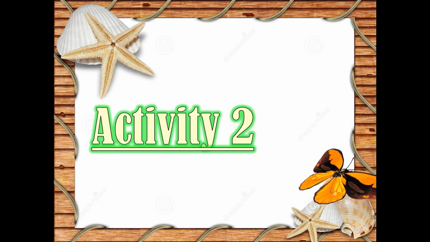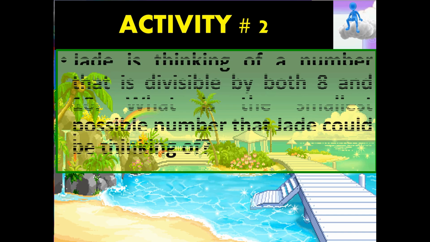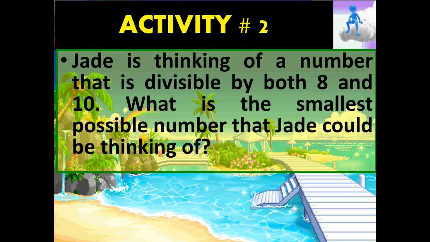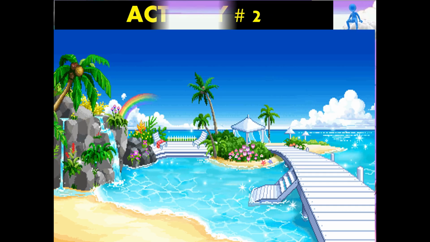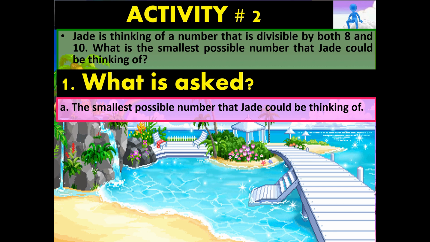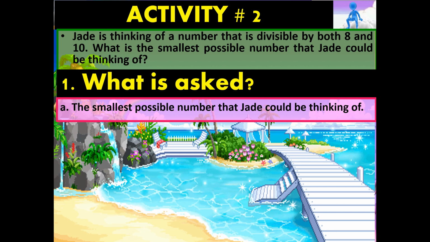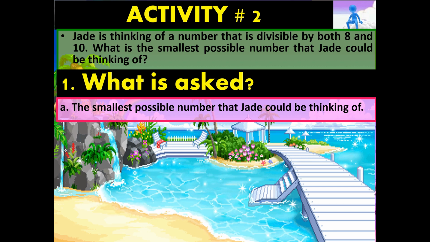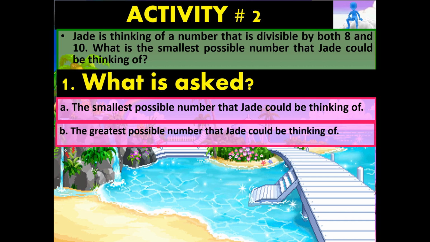Let us now proceed to activity number 2. Jade is thinking of a number that is divisible by both 8 and 10. What is the smallest possible number that Jade could be thinking of? Question number 1. What is asked? A. The smallest possible number that Jade could be thinking of.